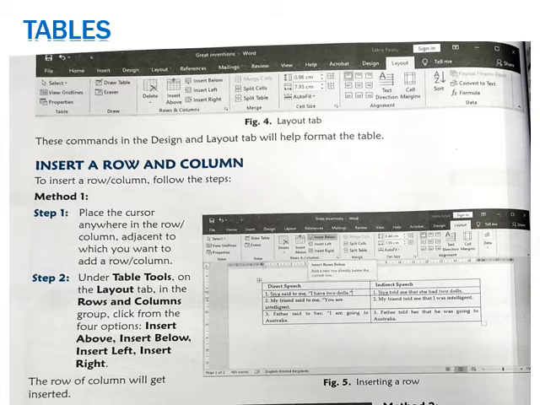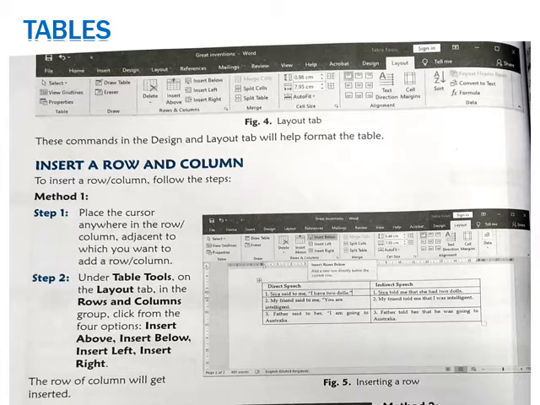Place the cursor anywhere in the row or column adjacent to which you want to add a row. Now this is a very important statement. Wherever you want to insert a row or a column, you will have to place your cursor accordingly. Under table tools on the layout tab in the rows and columns group, you can see that all these data are written in bold because they are important. They are talking about the various options in terms of tabs and groups and the option itself. So please be very careful about it.